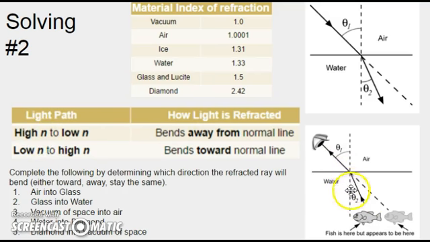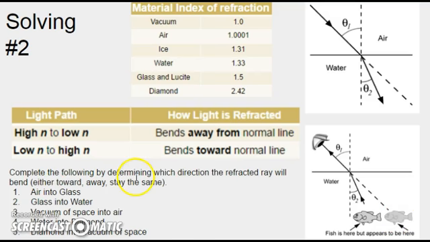The normal line is always perpendicular to the surface of the boundary, or this interface here. And it's going to refract at a higher angle. And we're going to perceive it as being over here. Right? It appears here, but it's actually here. The fish is here, but appears to be here.